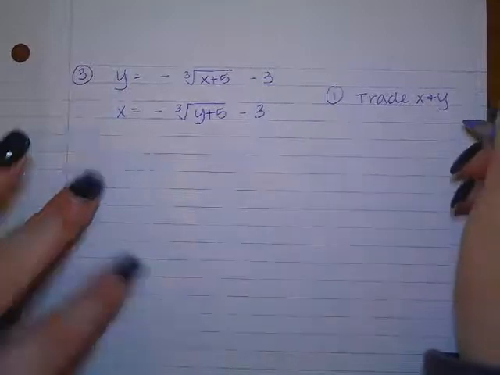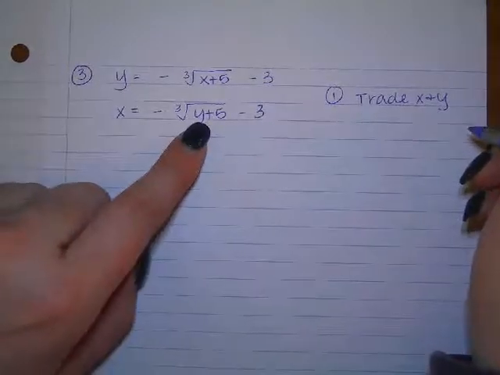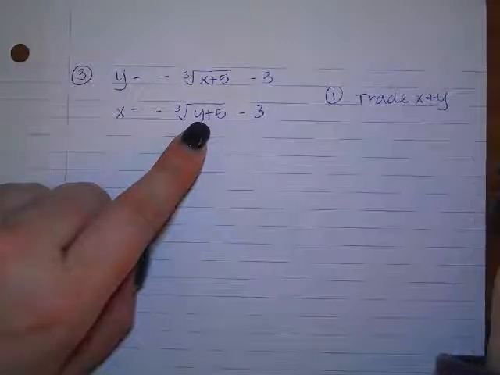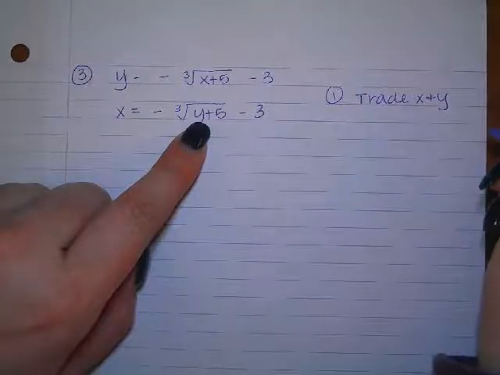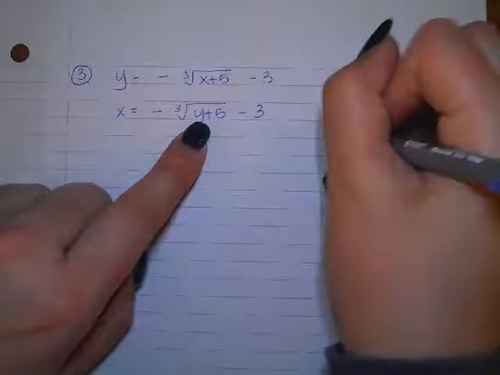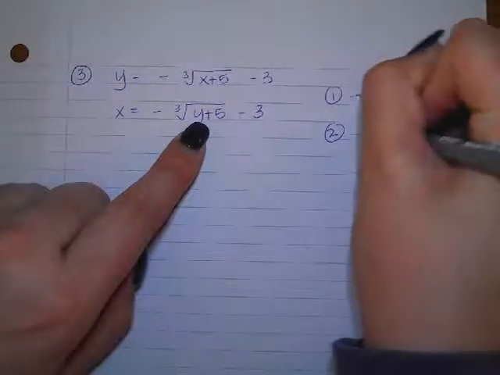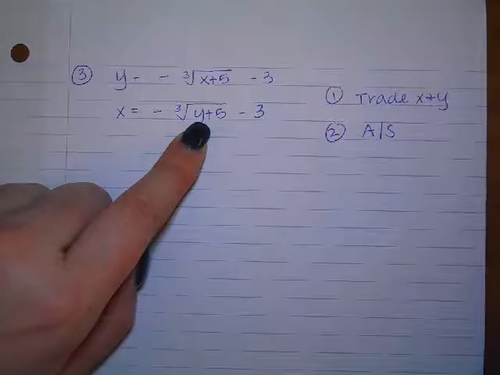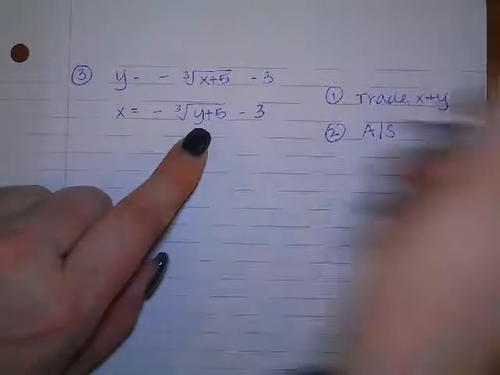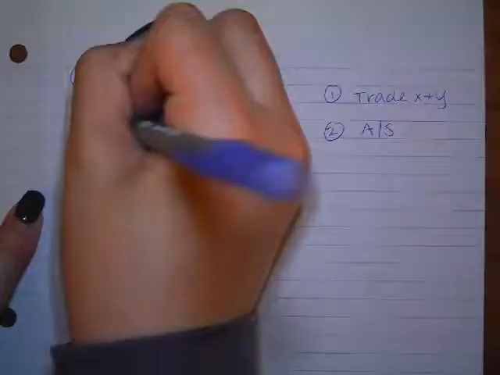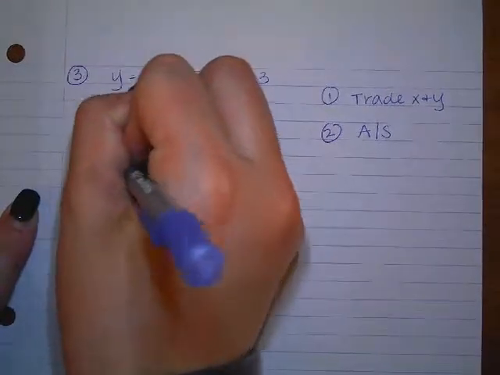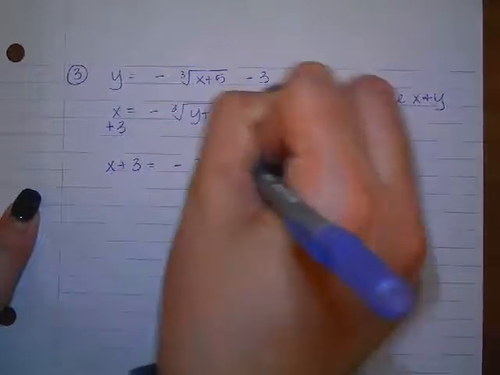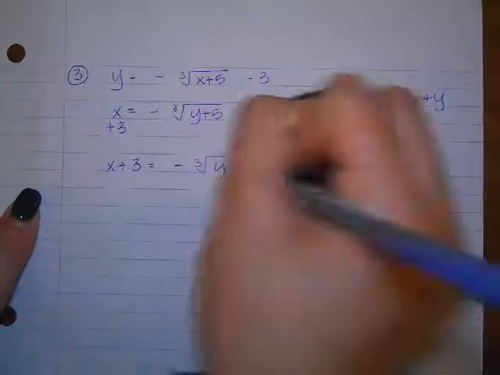And then afterwards, I'm trying to get the y all by itself. And anytime I isolate a variable, I have to do order of operations backwards. So that means that now I'm going to see if there's anything I can add or subtract to the other side. 3. So plus 3, x plus 3 equals negative cube root y plus 5.